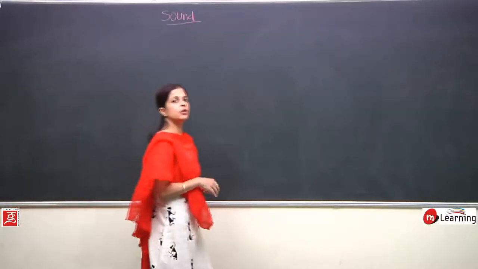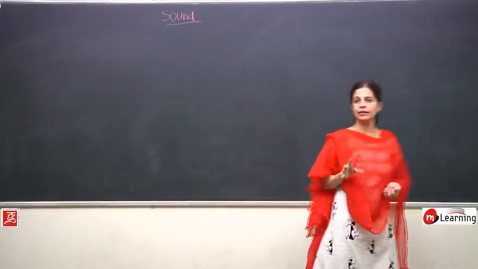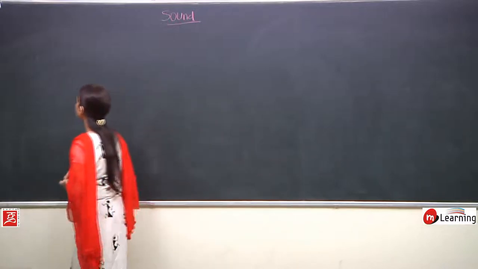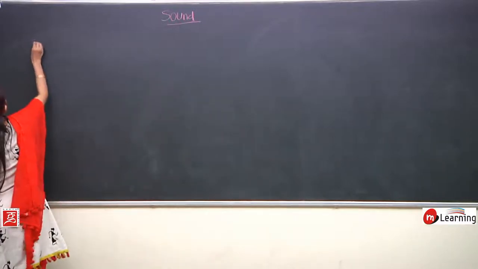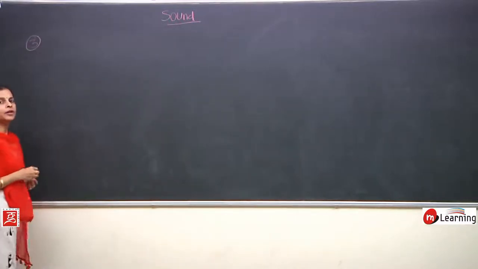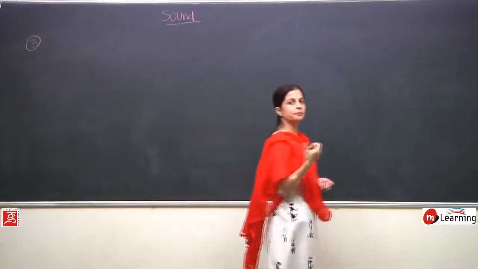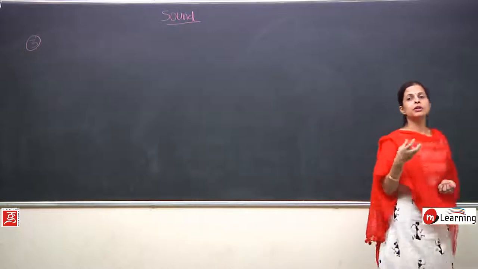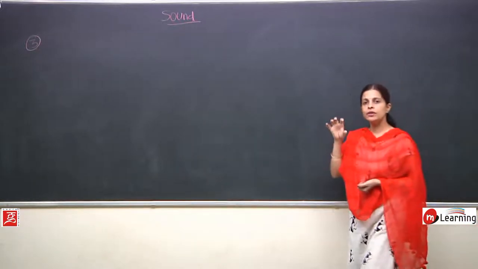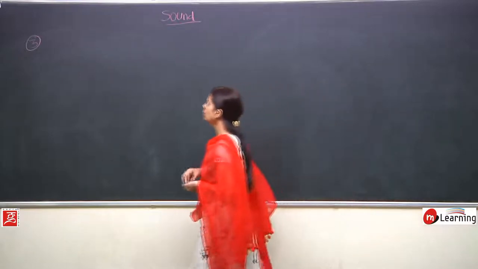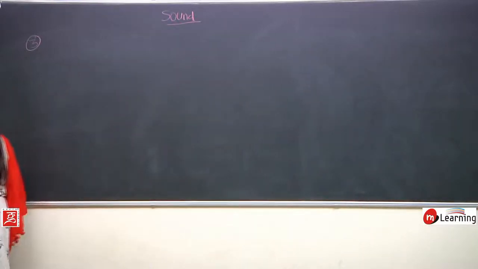Okay, so now we will discuss the third example which we discussed orally. What was done in this experiment? Experiment number three. Here we took a sort of a tub. Then we took a toy which on squeezing produces sound. So what has to be written over here?